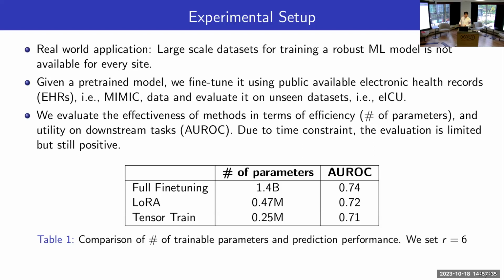But from the table, we can see full fine-tuning of a pre-trained BERT takes about 1.4 billion parameters, and LoRA takes almost 0.5 million. So we take only about half of them. And in terms of the utility on downstream tasks, our method is also comparable with full fine-tuning and LoRA.